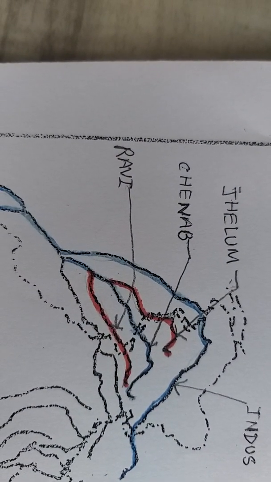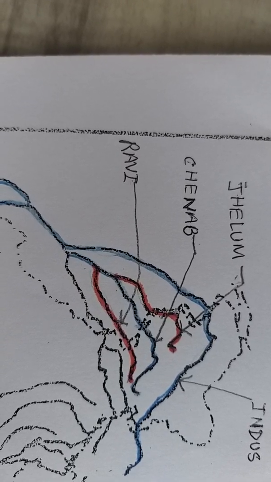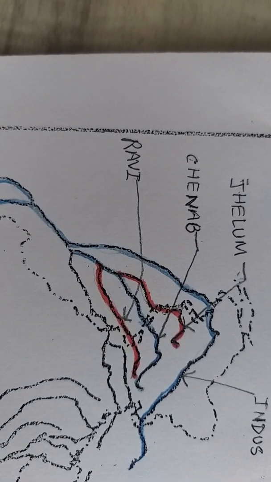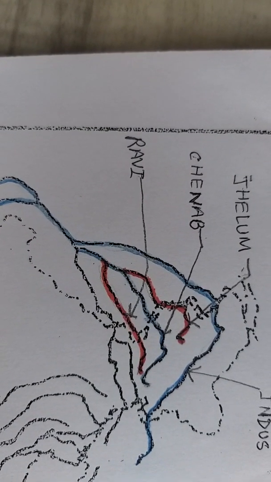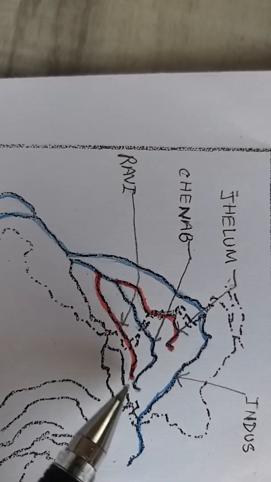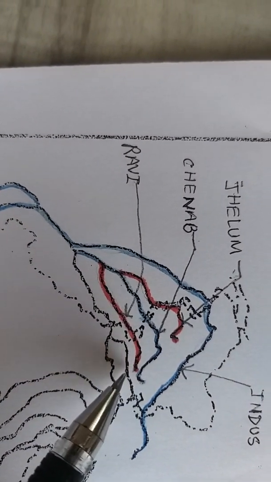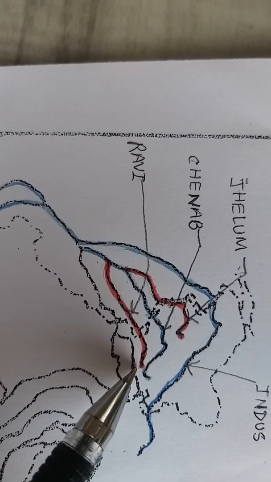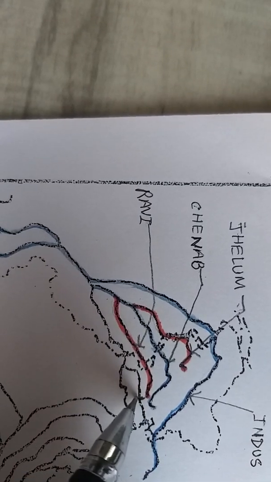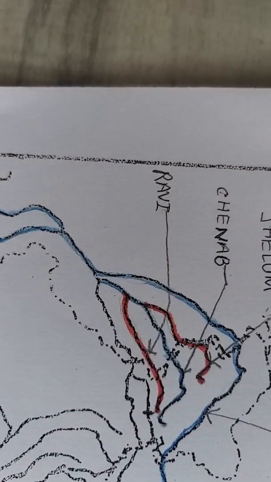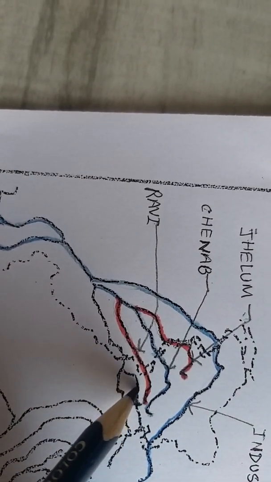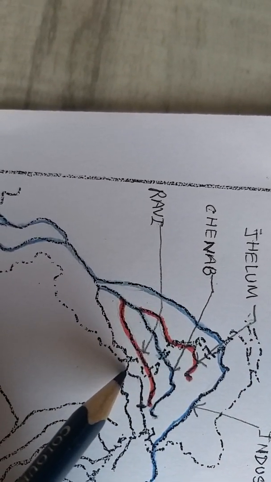Okay. Now let's mark the river Bias. Bias is the river tributary of Satluj. It is a small river. How to remember Bias river? The starting point of Ravi, just now you saw, the starting point of Ravi is here. Just below that, at this point, the river Bias will start. So I'll just mark a line there from this point. Okay. So from this point, the line will go down and connect the river Satluj.